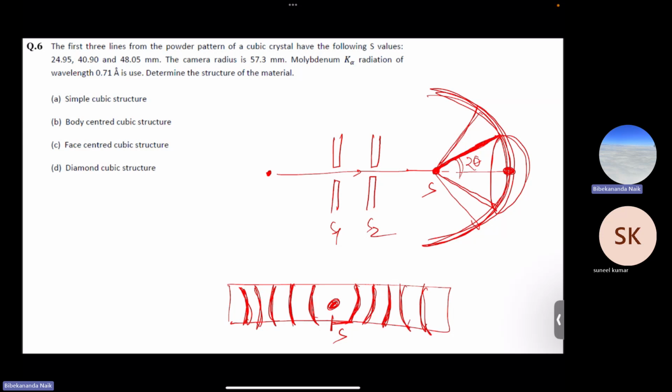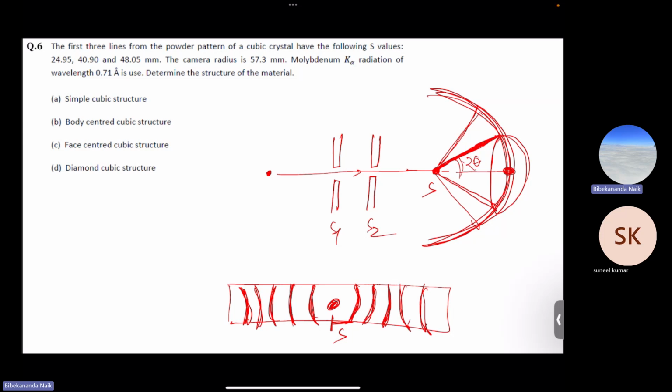One concept is called the atomic structure factor, or atomic form factor. In that subject, we will discuss it in more detail. Here, corresponding to each set of planes, we will be getting some diffraction peaks.